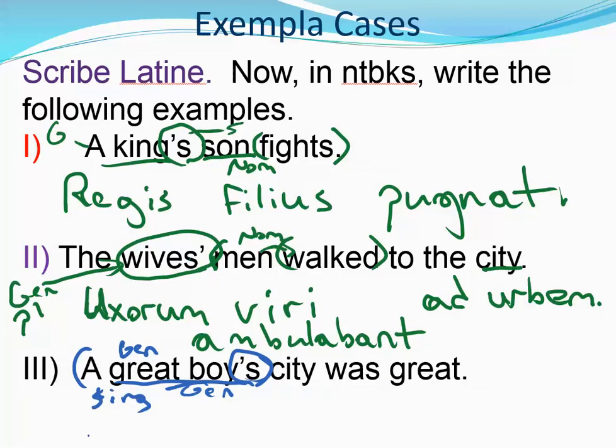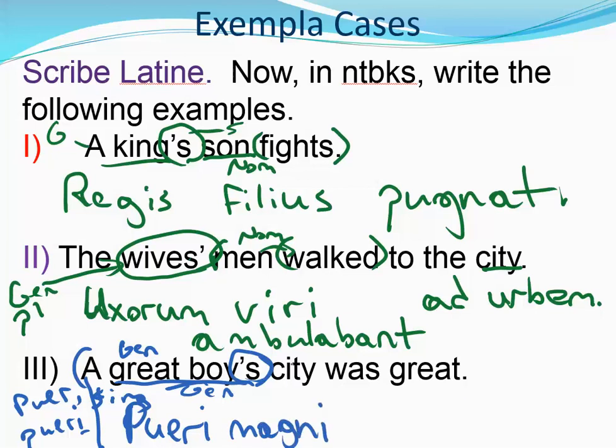So genitive singular. Well, boy, I know, is puer, pueri. So that's the genitive singular. That's the second word in the dictionary entry. So we're going to say pueri. Magnus, magna, magnum is great. And it also uses second declension like boy, so they'll have the same ending. So magni. The city is the subject of the sentence, so it's just the first word in the dictionary entry.